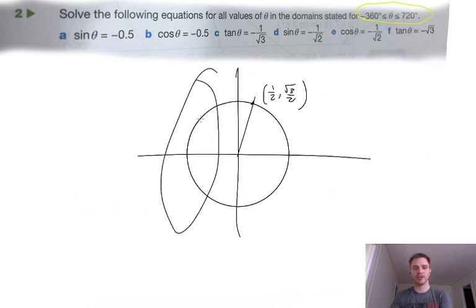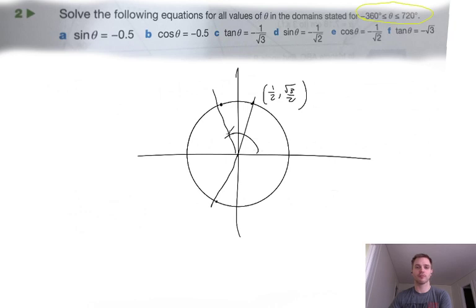Cosine is negative in these quadrants, 2 and 3. So we want to reflect this across the y-axis and then reflect it down here. And these will be the angles that give us cosine of theta equal to negative 1/2. So if that does not make sense, please let me know, because that's actually the major skill here. The rest of it is just finding reference angles, okay? So we got to figure out what this is.